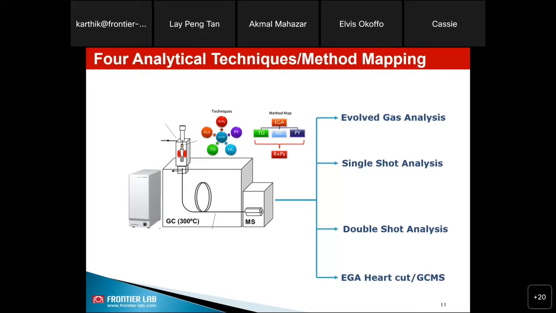by thermally cutting the sample, okay, into different time zones. Later I will explain how this is done. This is used for special needs like reverse engineering or failure analysis. Most of the routine analysis is generally carried out by double shot analysis or single shot analysis.